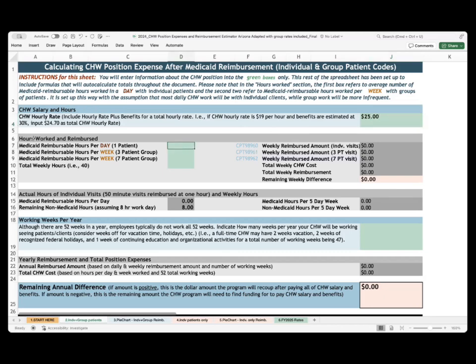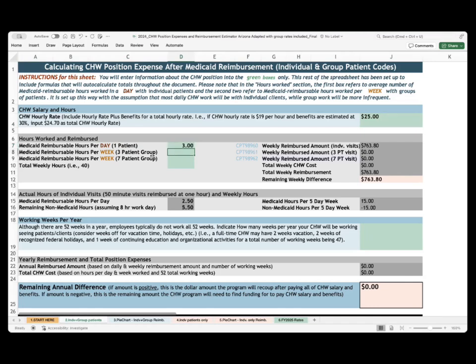And then in hours worked and reimbursed, we're thinking about Medicaid reimbursable hours. A really important thing to note here: the first box says Medicaid reimbursable hours per day with one patient, single patients. So in this top box, we want to put in an estimate of how many hours on average per day your CHW would potentially be providing Medicaid billable services. Let's just say it's 3.